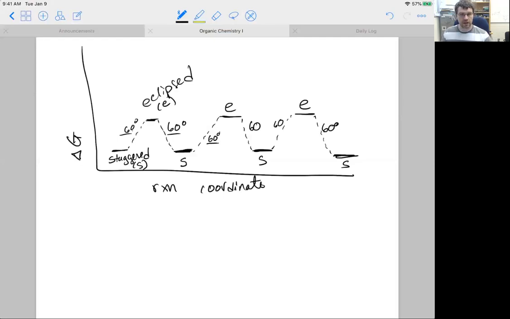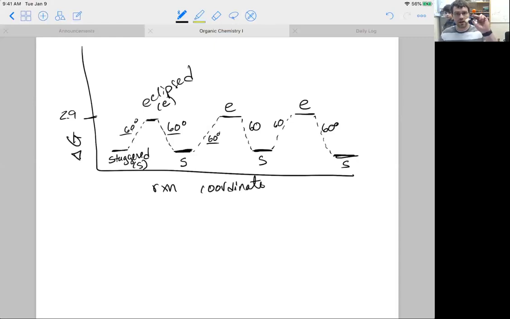So it's over and over again. It's just going from staggered to eclipsed to staggered to eclipsed to staggered to eclipsed. And the change in energy is consistent. It's set to 2.9 kcals. So here we have two intermediates. We have three transition states to get us from start to finish.